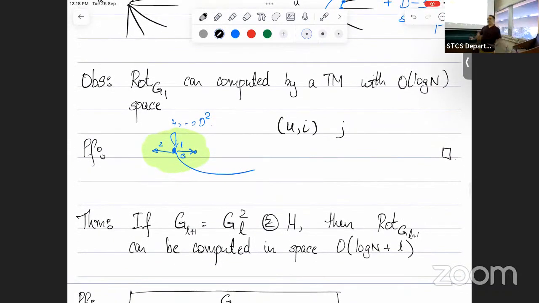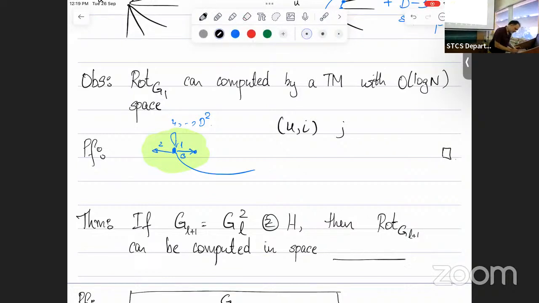And this is the main theorem. The main theorem we want to prove is that this actually extends for all GLs as well, not necessarily just G1. And we basically want to say that the space that it takes to compute GL plus 1, in fact, I'm going to be more precise here.